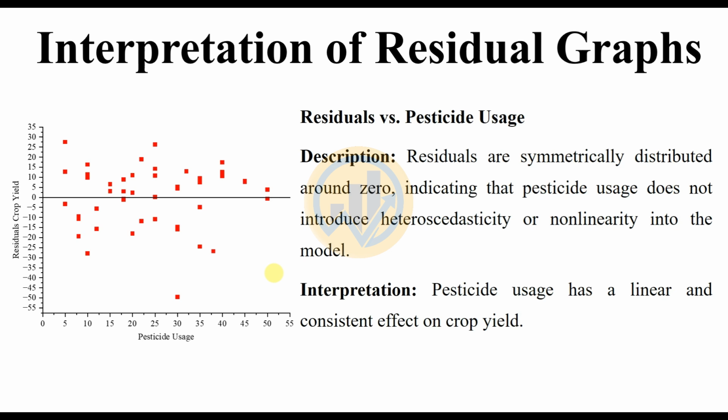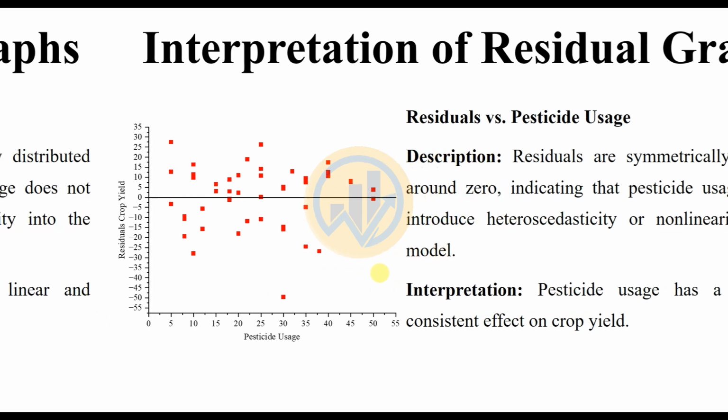The next graph is the residual with pesticide usage in multiple linear regression. The description of the graph: the residuals are systematically distributed around 0, indicating that pesticide usage does not introduce heteroscedasticity or non-linearity into the model. Interpretation of the graph: pesticide usage has a linear and constant effect on crop yield.